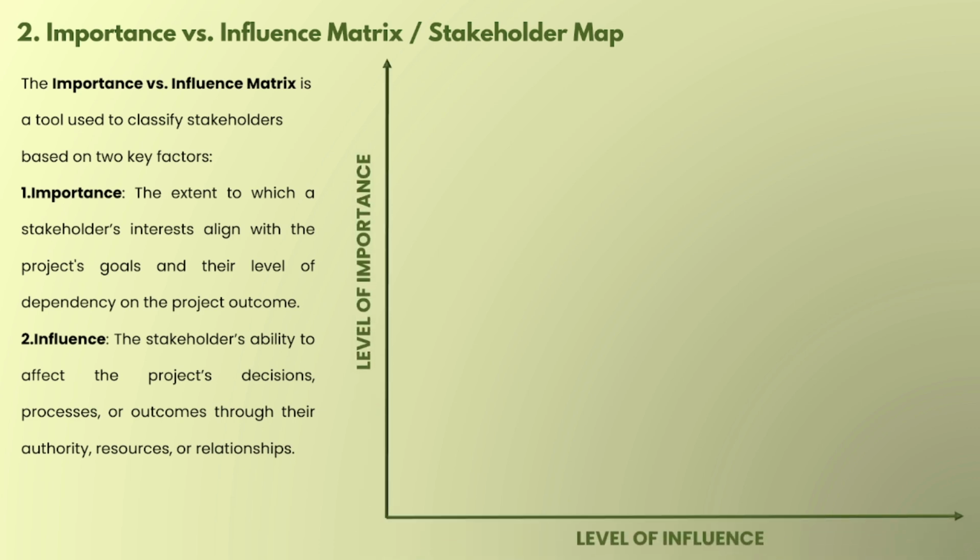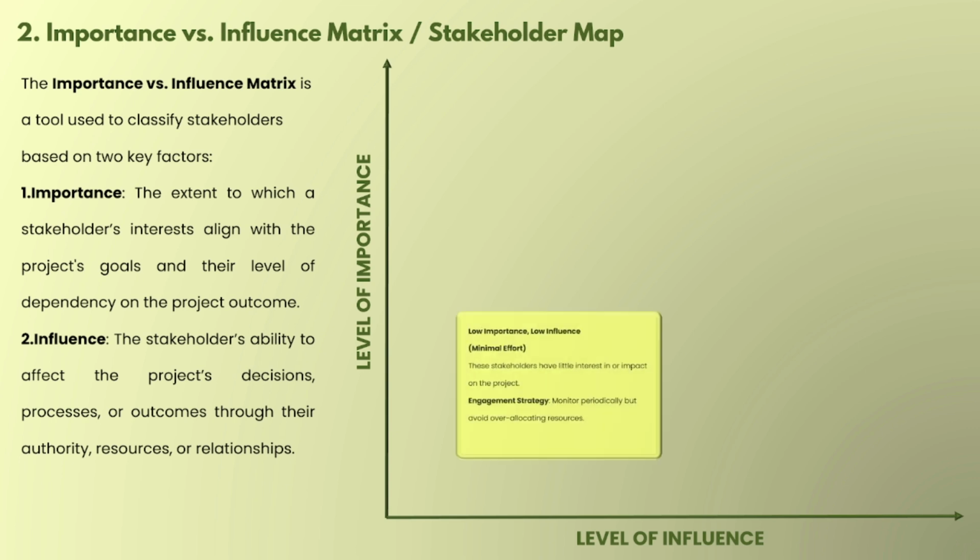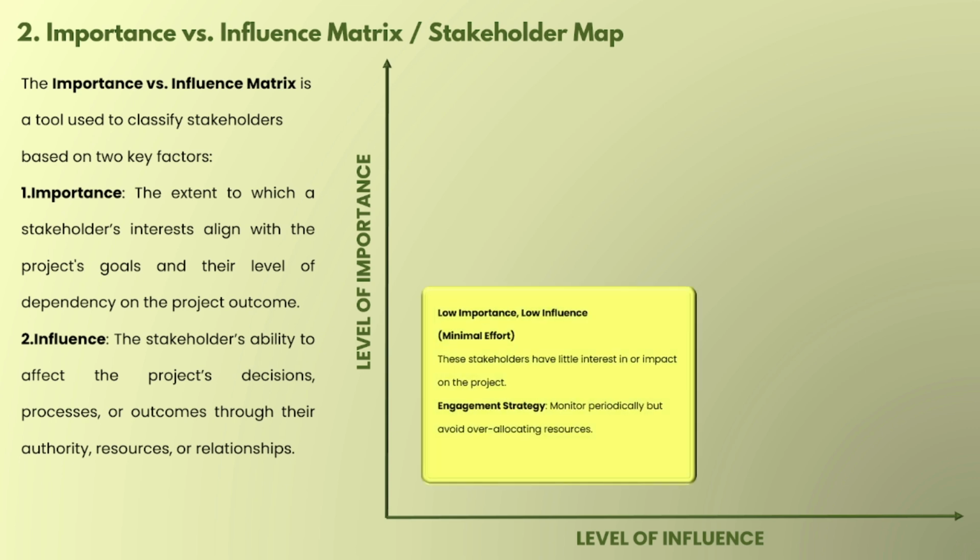As we have seen what importance and influence are, let's plot the importance versus influence matrix. As we can see, on the y-axis is the level of importance, and on the x-axis it is the level of influence. Now first is low importance and low influence. They are categorized as minimal effort, means we need to put minimum effort on such stakeholders. These stakeholders have little interest in or impact on the project. The engagement strategy for such stakeholders would be to monitor them periodically but avoid over-allocating resources. Means we need not give too much time to such stakeholders, because they have very little interest and influence in the outcome of the particular system.